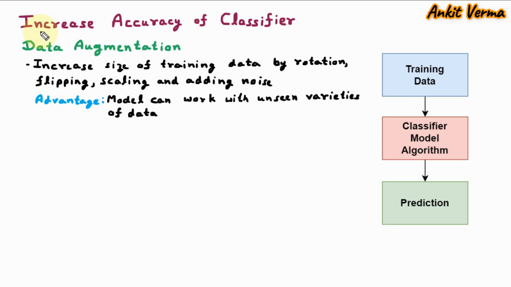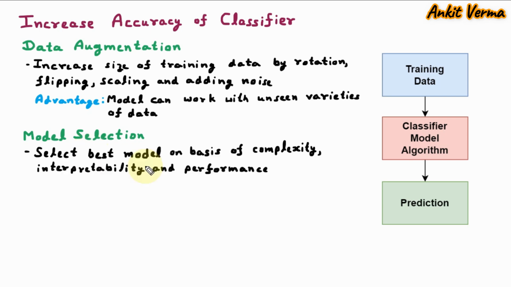Now the next technique to increase accuracy of classifier is model selection. Here we select the best model on the basis of complexity, interpretability and performance. There are various models in machine learning. So we have to select a model which is best, on the basis of complexity, means it is less complex. It takes less computing time. It is interpretable, means it can work with the different data and it has good performance.